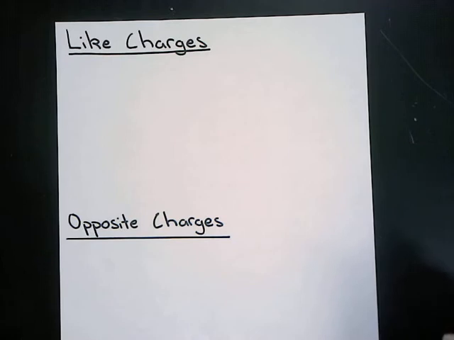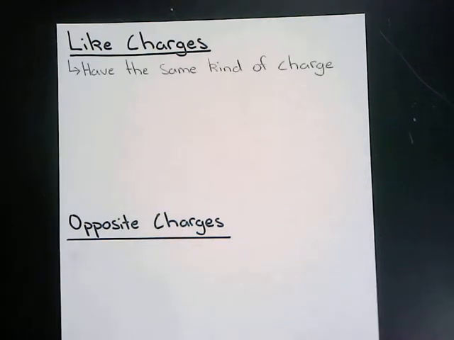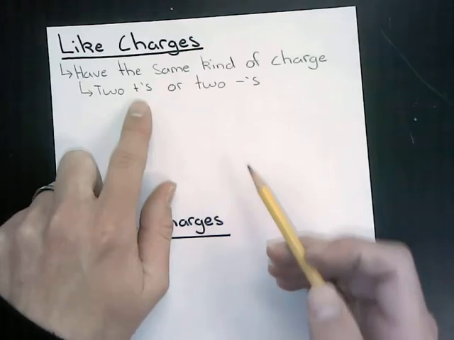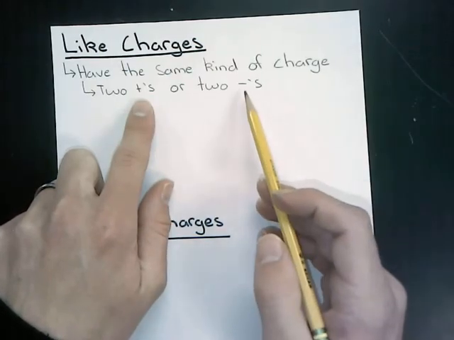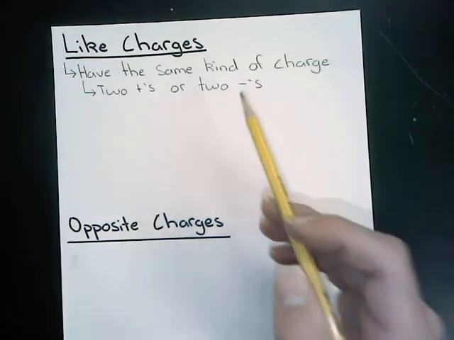Okay, so we're going to break this into two different categories. Number one is like charges, and a little bit later on we're going to talk about opposite charges. Like charges have the same kind of charge, and what we mean by the same kind of charge is either two positive or two negative charges. I use the positive plus symbol and the negative minus symbol to represent my positive and negative charges.